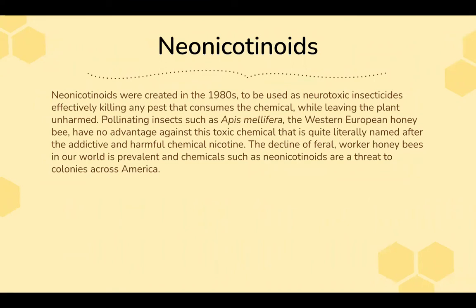Neonicotinoids were created in the 1980s to be used as neurotoxic insecticides, effectively killing any pest that consumes the chemical while leaving the plant unharmed. Pollinating insects such as Apis mellifera, the Western European honeybee, have no advantage against this toxic chemical that is quite literally named after the addictive and harmful chemical nicotine. The decline of feral worker bees in our world is prevalent, and chemicals such as neonicotinoids are a threat to colonies across America.